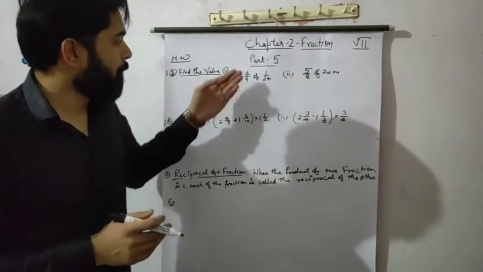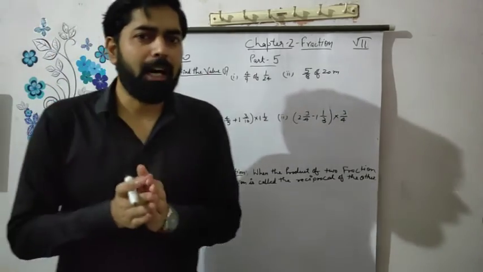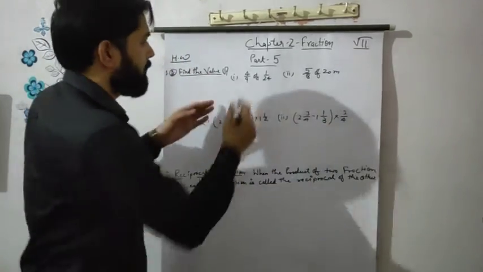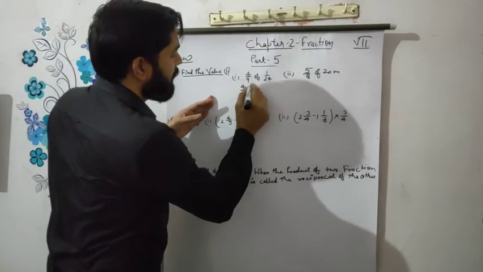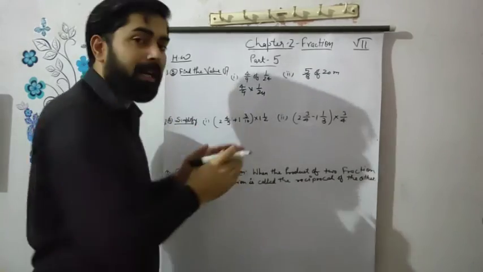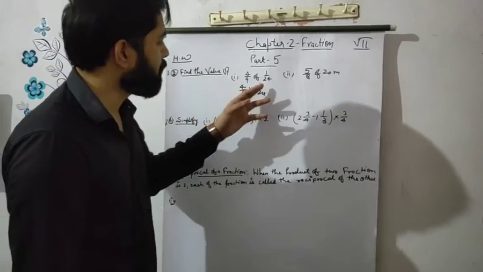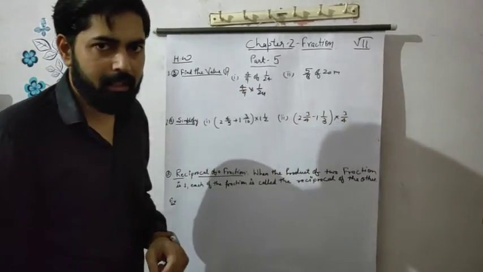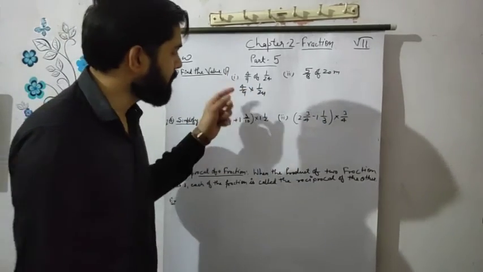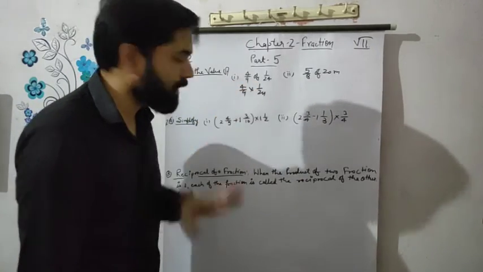First is 4 upon 9 of 1 upon 24, and everyone knows that 'of' means multiplication. So look here, 4 upon 9 of means multiply by 1 upon 24. Then for multiplication, you know how we solve the multiplication of fractions: numerator to numerator and denominator to denominator. But first we observe both fractions. This is 4 upon 9 and this is 1 upon 24.